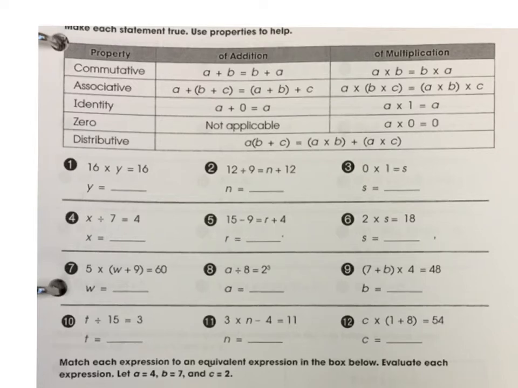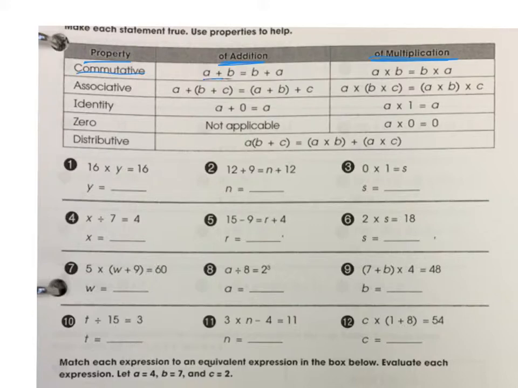Okay, you're ready to move on to the double, and that is page 93. So let's look at this a little bit. At the top, I like how it has the property, and then it has of addition and of multiplication. Just another way for you to look at it and to keep reinforcing.